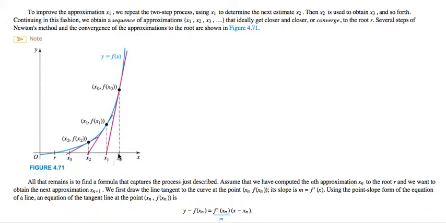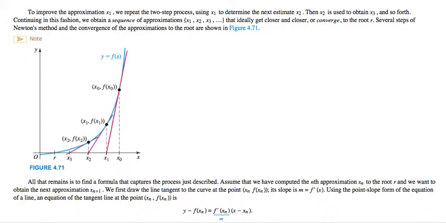You can see here's our initial approximation, which is pretty far from r. Our first tangent line gives us x1. We use x1 and draw a new tangent line. We use x2 and draw a new tangent line. And you can see that our value is getting closer and closer to the true value of r.